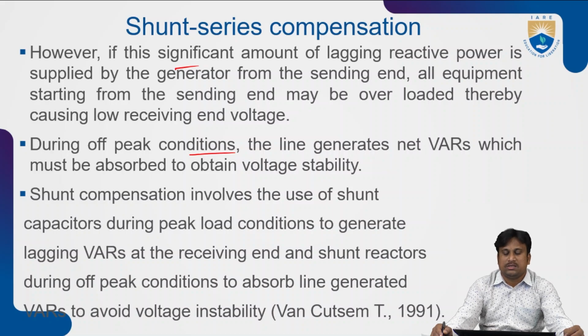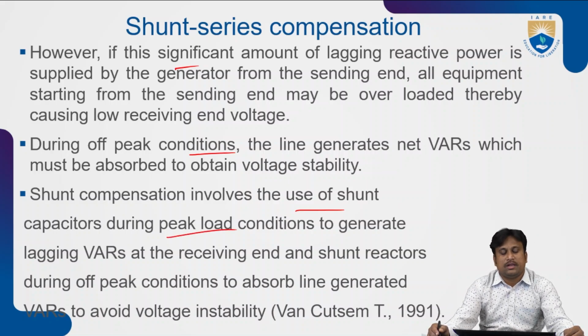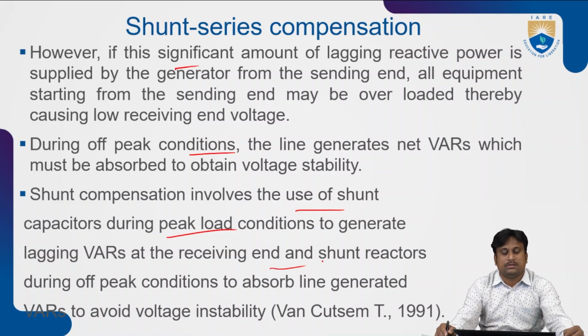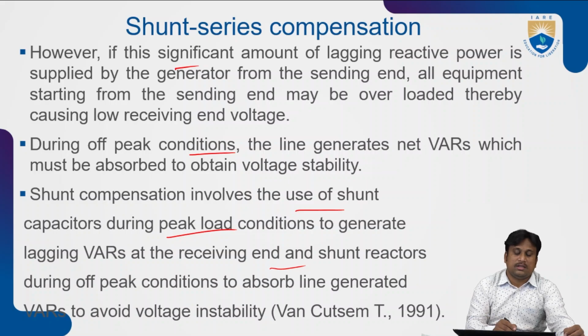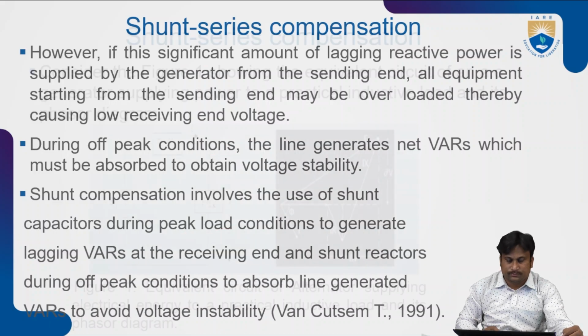Shunt compensation involves the use of shunt capacitors during peak load conditions, to generate lagging reactive voltamps at the receiving end, and shunt reactors during off-peak load conditions. These are used to absorb the line generated reactive voltamps to avoid voltage instability. When there is instability in the voltage, it may cause load impact. That means the load may get disturbed, due to which malfunctioning of the load equipment may occur.